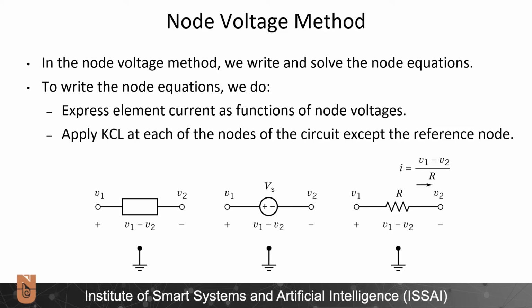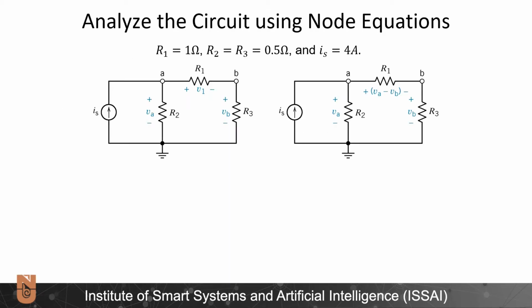In the node voltage method for circuit analysis, we write and solve the node equations. In order to write these node equations, we write element currents as functions of node voltages. For instance, here we have node V1 and here we have node V2. We write the current I passing through this resistor as I is equal to V1 minus V2 over R. And in the node voltage analysis, we then apply KCL at each node of the circuit except the reference node. This concept will become clearer when we solve some examples. Let's start with this one.